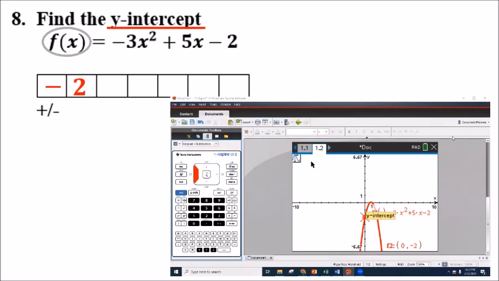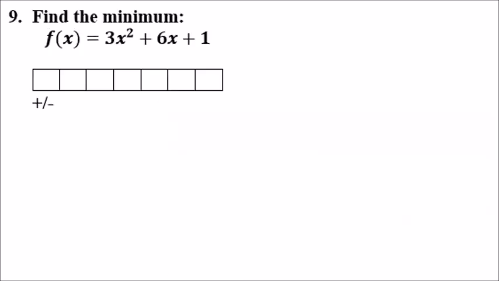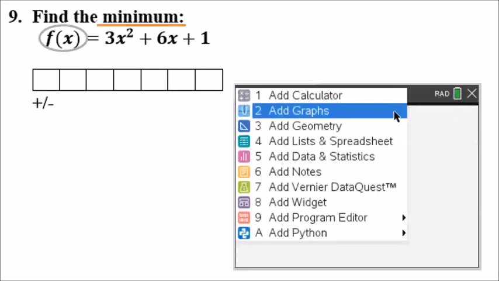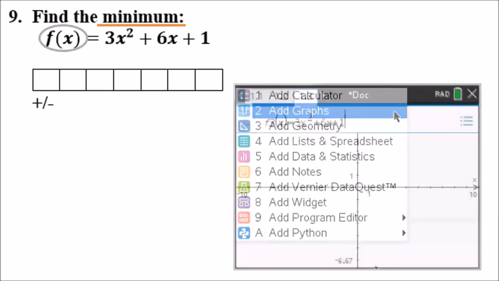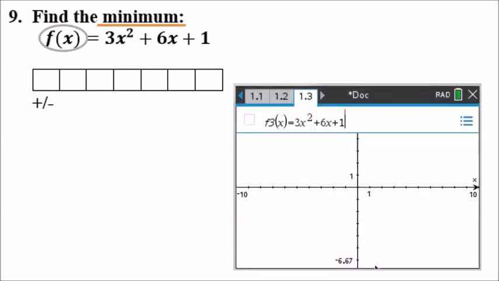All right, well, let's go ahead and move on to number 9. Number 9 says find the minimum. The key word is minimum. So I'm looking for a graph that has a low point. When I notice that f of x, I'm going to go ahead and just graph that right into my calculator. I'm going to type it in exactly how it looks. 3x squared plus 6x plus 1.